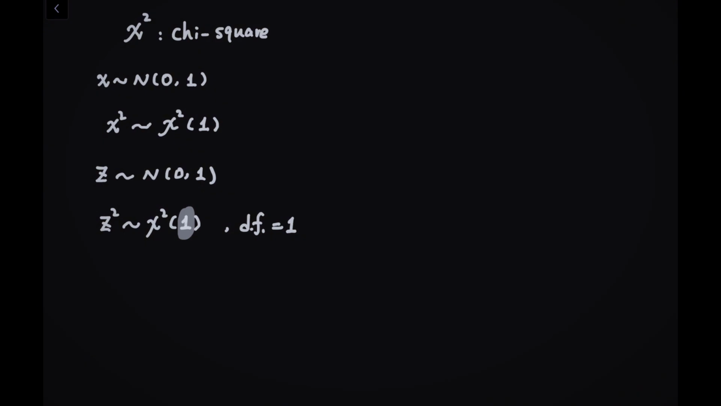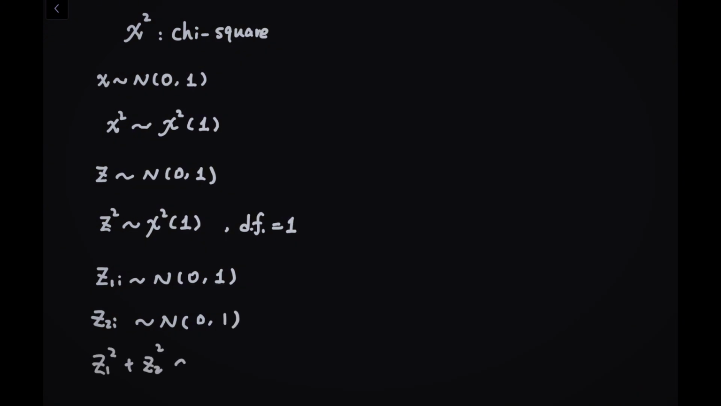Okay, we can write it this way. If you randomly select two values of a standard normally distributed variable, say z1 follows normal distribution with mean 0, standard deviation 1, and z2 follows standard normal distribution, mean 0, standard deviation 1, then z1 squared plus z2 squared follows chi-square distribution with degrees of freedom 2. And then you can generalize it.